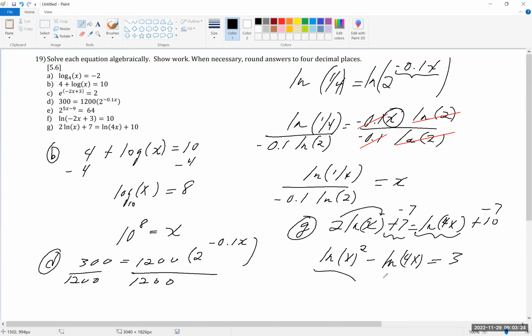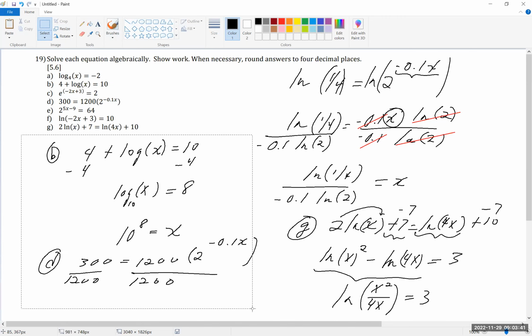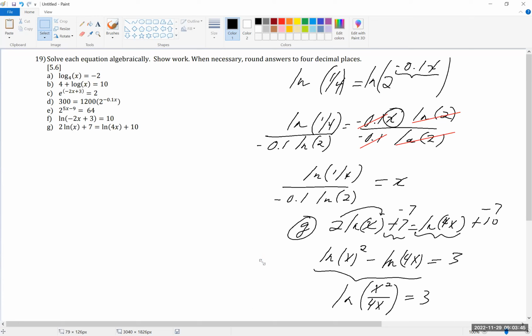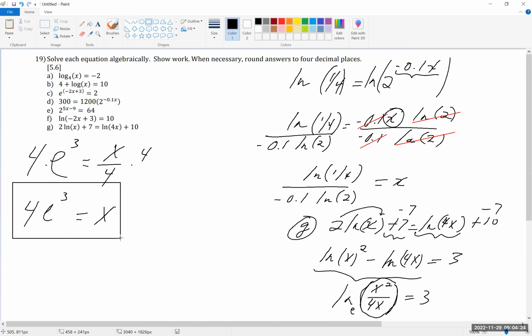I can combine the 2 natural logs with division. I need some space, so I don't need this anymore. Just rewind the video. What I'm going to do, I have to remind you that the base down there is an e. So it's e to the third power. And I can simplify this. This is x over 4, multiplied by 4. And that's your answer right there.